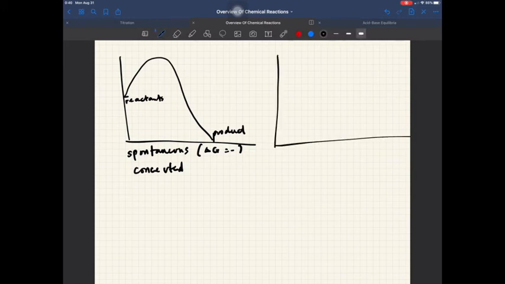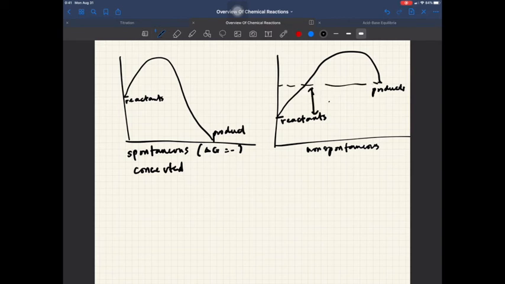On the other hand, this type of Gibbs free energy diagram, in which your reactants have a lower energy state than your products, is what we call a non-spontaneous reaction, because your delta G is positive, whereas here your delta G is negative. Okay, so apart from being a non-spontaneous process, this reaction is also a concerted reaction, or the mode of reaction is concerted.